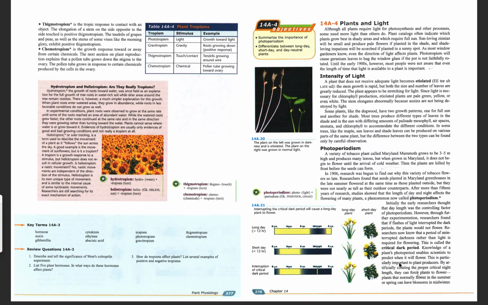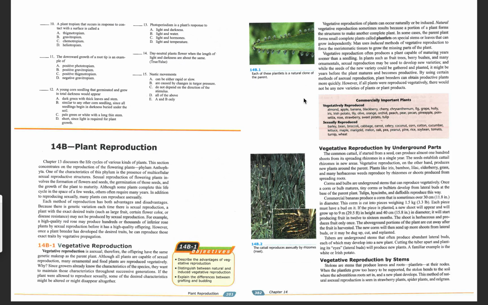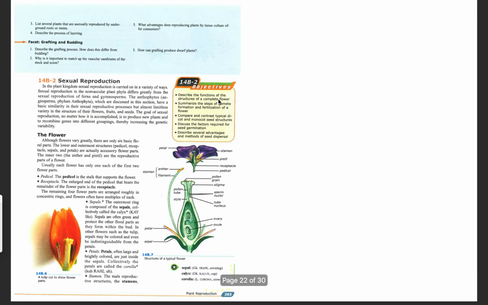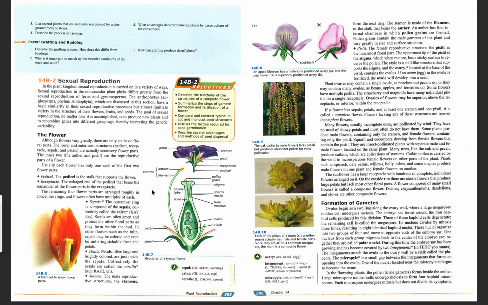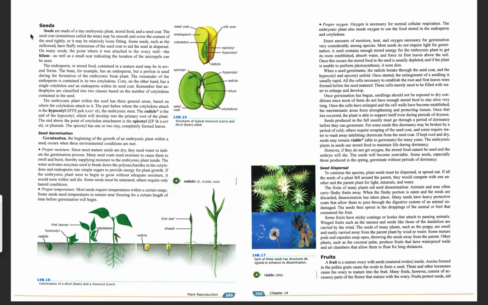Okay, you've got different looks of what a long day and a short day look like, right? You've got the critical dark period right here, okay, for a plant to flower, okay, and then plant reproduction, you've got vegetative reproduction, all the different types, as I explained, stem cutting, tissue culturing, grafting, budding, okay, sexual reproduction, and then we jump into the flower, which we just went through, all the different parts of the flower, okay, then you've got pollination, okay, you've got fertilization, okay, the union of the gametes, all right, that which produces seeds.